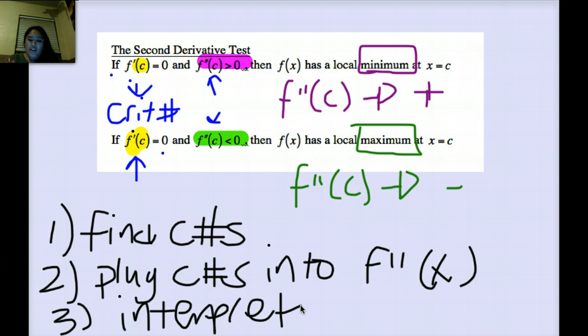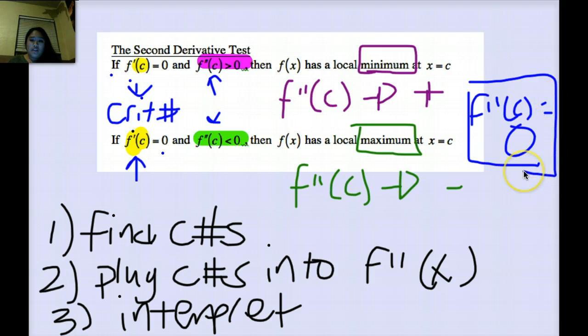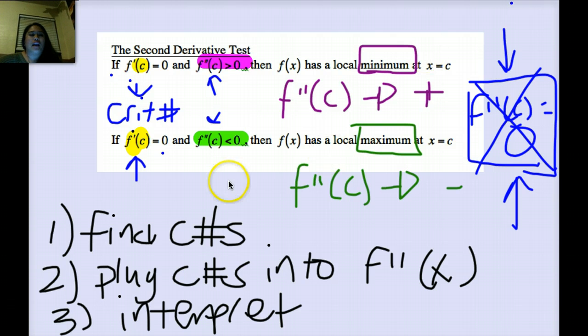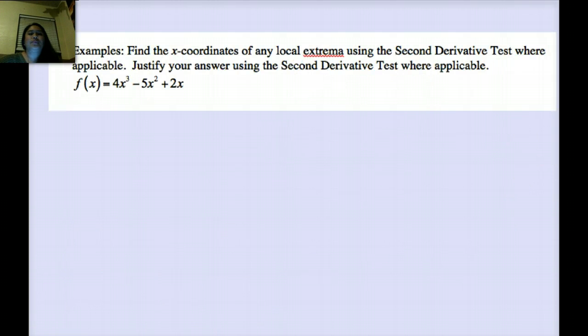Now, the one thing that may occur is the case where f double prime of c is equal to 0. Anytime this occurs, then you are not allowed to use the second derivative test. Okay, so that means the only way to find the answer here is using the first derivative test from before. So let's do one of these problems, and then I'll have you guys do one on your own.